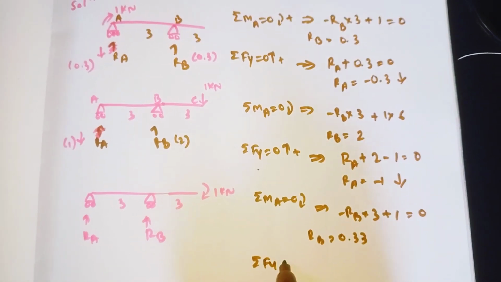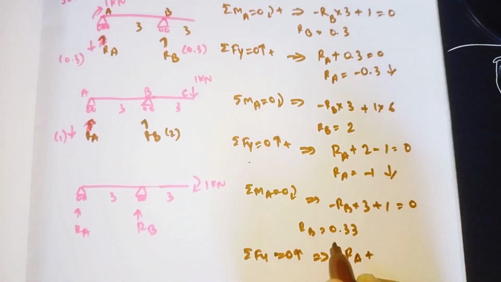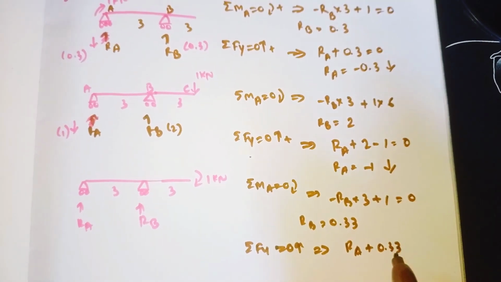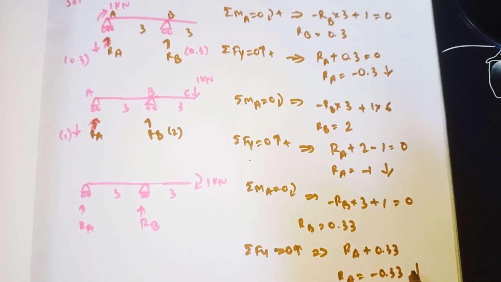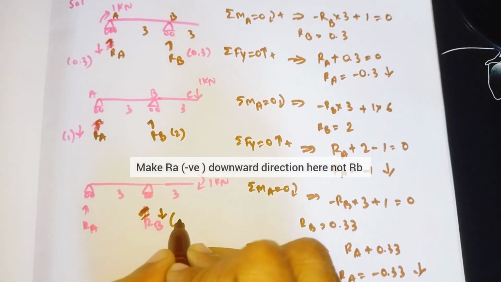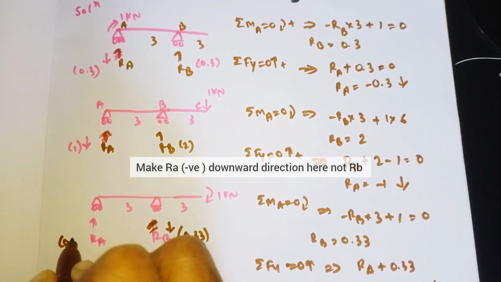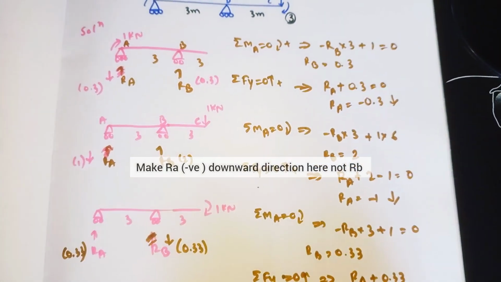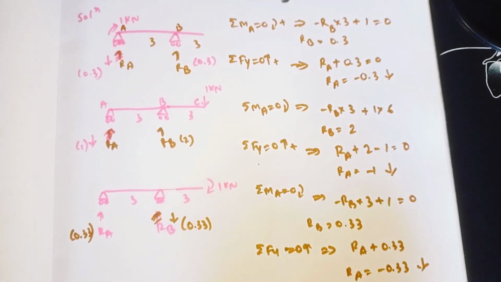Similarly, summation of Fy is equal to 0. All the vertical forces we need to take here. Ra plus Rb, the value we got was 0.33. So Ra will come out as minus 0.33. Again it is downward. We need to make it downward, so the direction which we gave was wrong. So make it downward. This is how we need to find the reactions for each diagram.